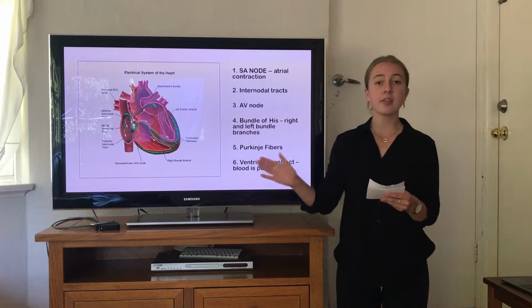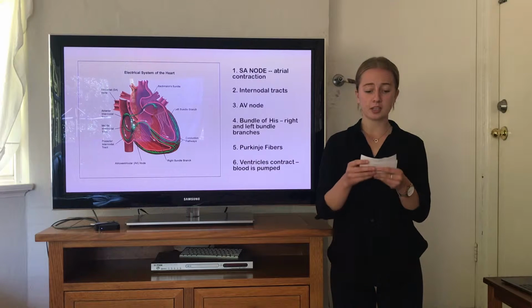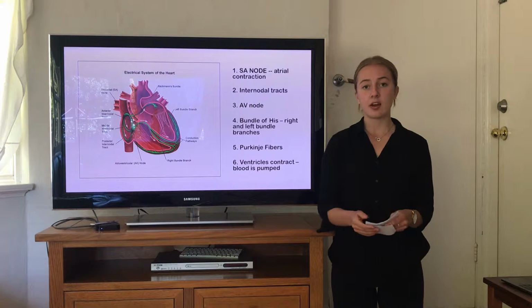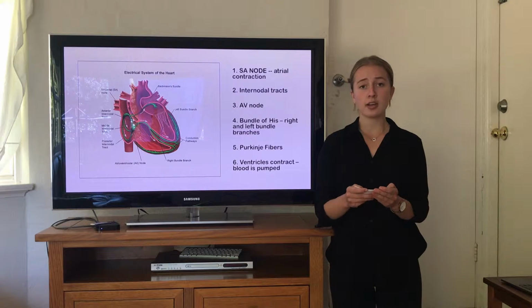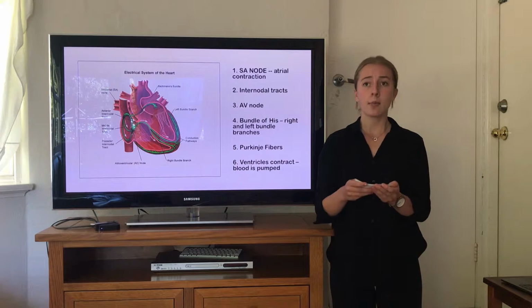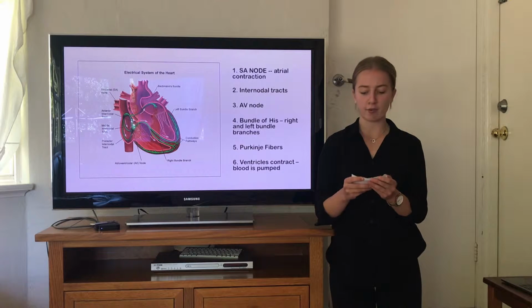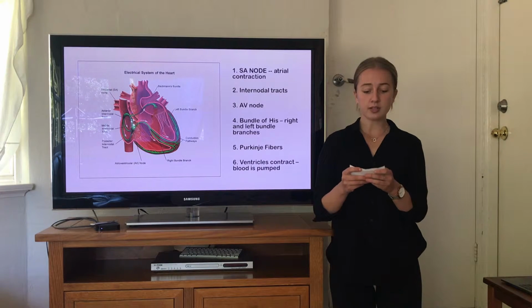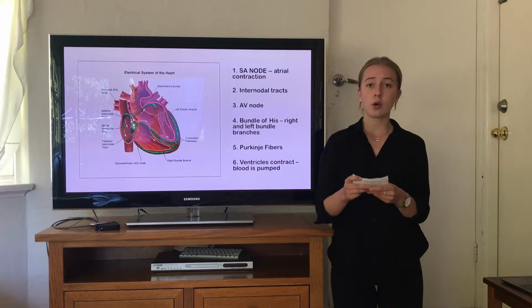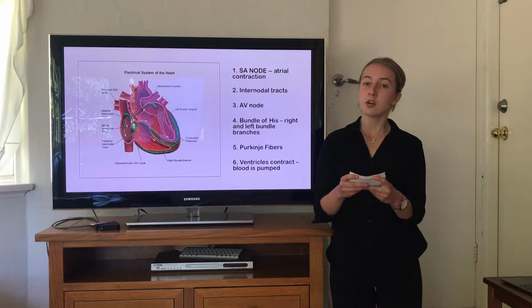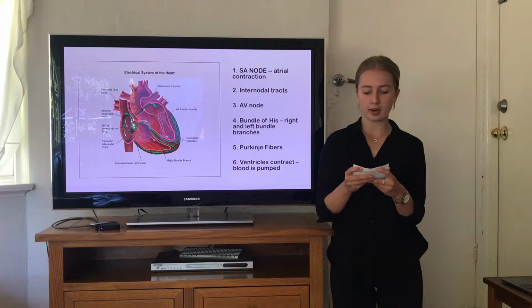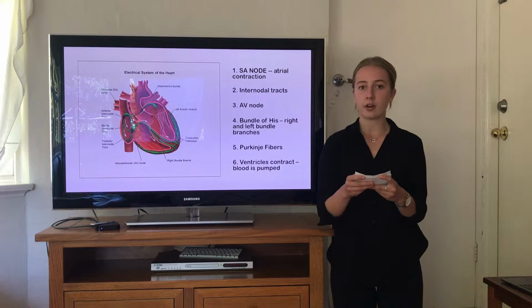As you can see here on the diagram, the electrophysiology system begins at the sinoatrial node, or SA node. The SA node is known as the heart's pacemaker because it keeps the heartbeat steady and regular. The electrical signal at the SA node causes the atria to contract. The signal travels through the internodal tracts to the atrioventricular node, or the AV node.